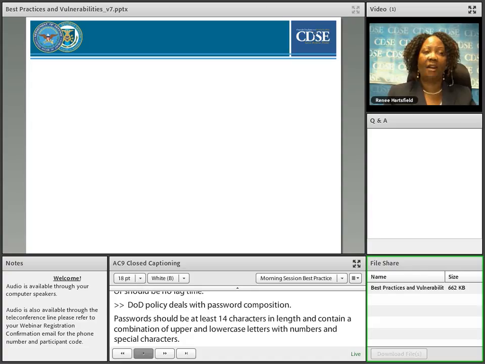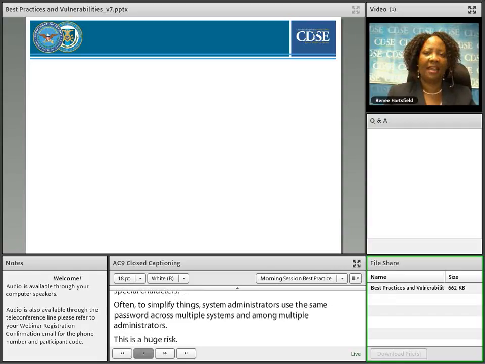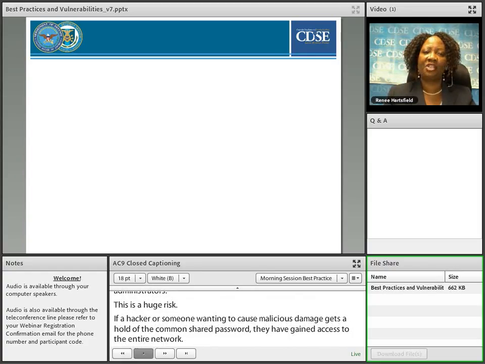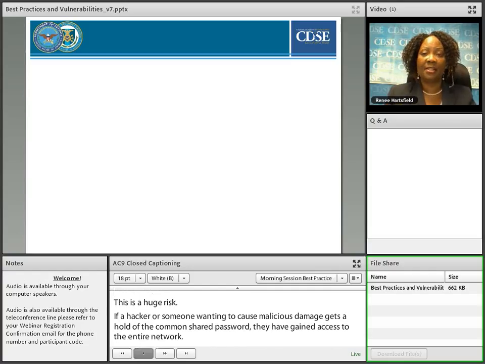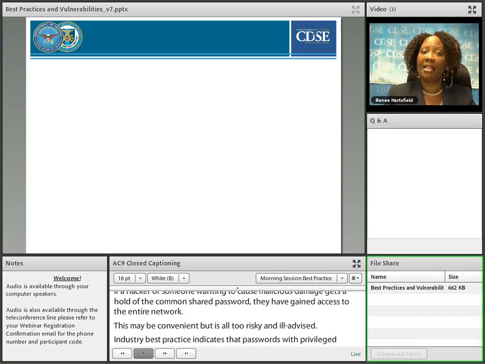If a hacker or someone wanting to cause malicious damage can get a hold of this common and shared password, they will have gained access to your entire network. Whereas this may be convenient, it is all too risky and ill-advised. Industry best practice indicates that passwords for privileged accounts should never be shared. This will decrease the risk of the password getting into the hands of the wrong person and also provide accountability for security, auditing, and compliance purposes.